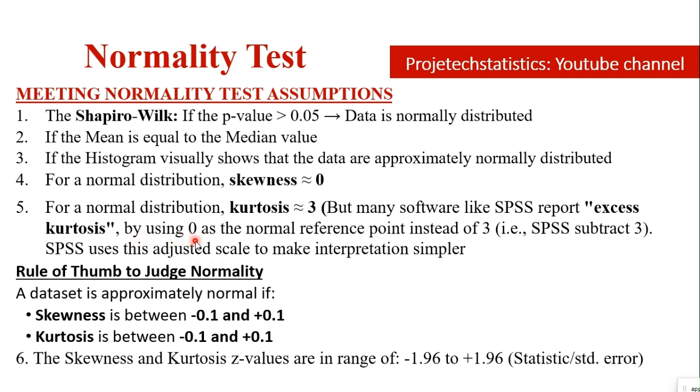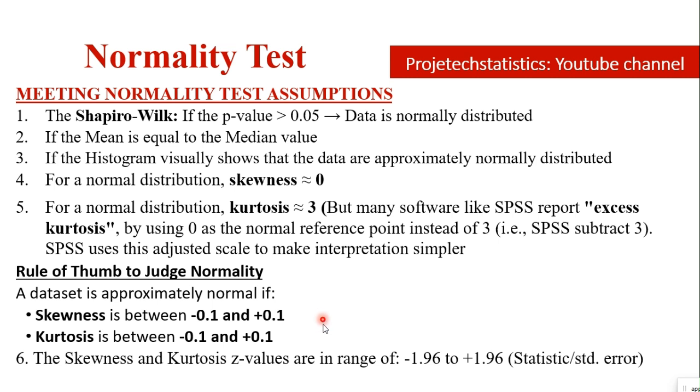SPSS uses 0, but the normal kurtosis of a normal distribution is actually 3. But SPSS subtracts the 3 to make the interpretation a little easier.